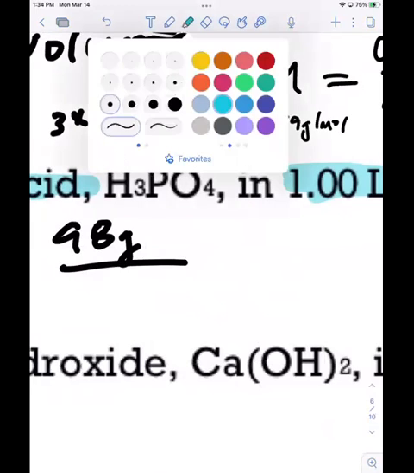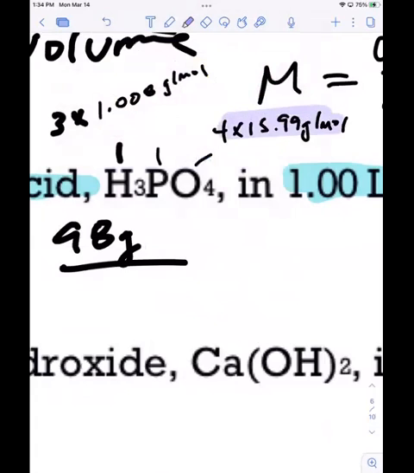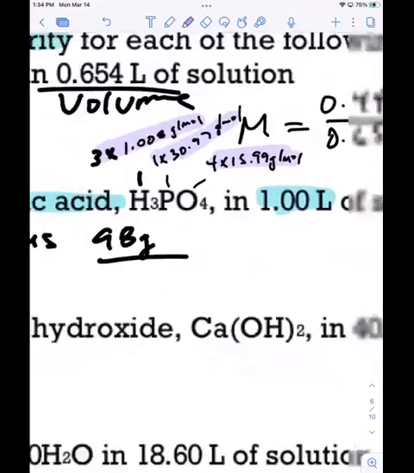Anybody got phosphorus off our periodic table? Isn't it 30.94 roughly? Yes, sir. It's 30.97. All right, 30.97. So this will be 1 times 30.97 grams per mole. All right, so we got everything we need.